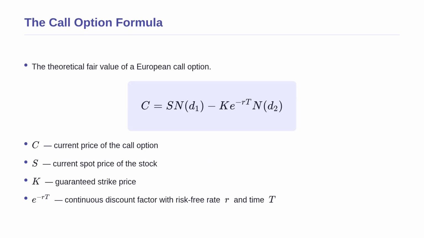Now that we understand what an option is, let us look at the formula used to price a call option. Conceptually, this formula subtracts the expected cost of paying the strike price from the expected benefit of receiving the stock. The symbol C is the call option price we want to find, S is the current stock price, and K is the strike price. The term e to the power of negative r times t is a continuous discount factor, where r is the risk-free interest rate and t is the time to expiration in years. As the stock price increases, the call price increases because the right to buy becomes more valuable.